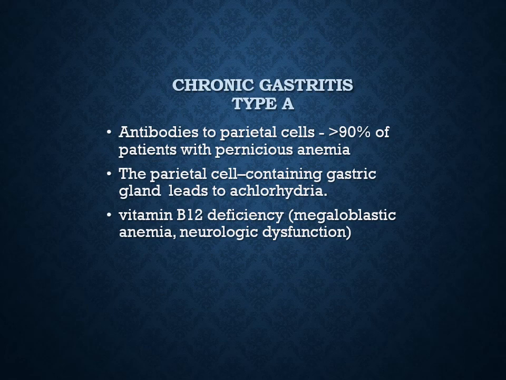In type A, there are antibodies to parietal cells, found in more than 90% of patients with pernicious anemia. The parietal cell containing gastric glands are lost, leading to achlorhydria, and therefore the patient will have vitamin B12 deficiency producing megaloblastic anemia and neurologic dysfunction.